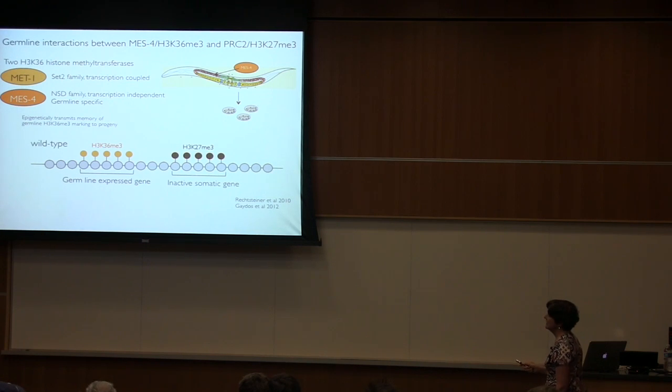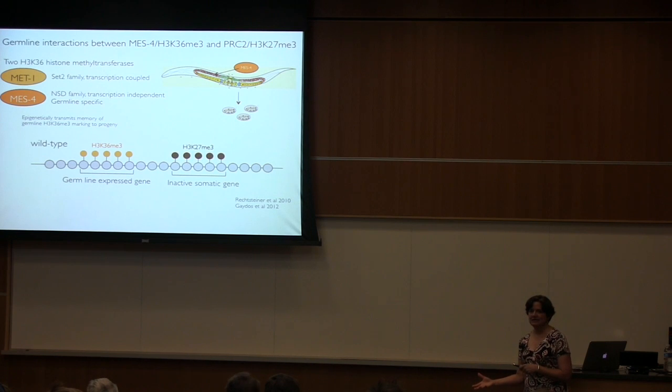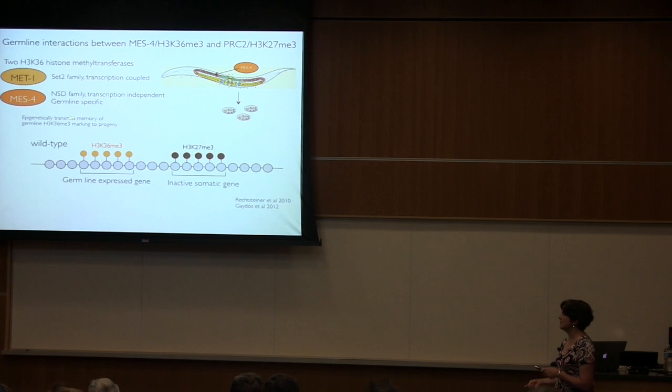So to just give you some background, there are two H3K36 histone methyltransferases in the worm. MET1, which is a SET2 family transcription-coupled enzyme that co-transcriptionally puts down K36, travels with RNA polymerase, and associates with the C-terminal domain of RNA polymerase. And MES4, which is a different type, an NSD family methyltransferase, its activity is transcription independent, and it's germline specific. Susan Strom's lab has shown this marks genes that are transcribed in the germline with K36. If they have K36, it continues to put on K36. That mark is inherited by the embryo, and MES4 is also provided maternally to the embryo, and MES4 carries on putting this mark transcription independently until it runs out in the middle of embryogenesis. So it epigenetically transmits the memory of germline H3K36 marking to the progeny.